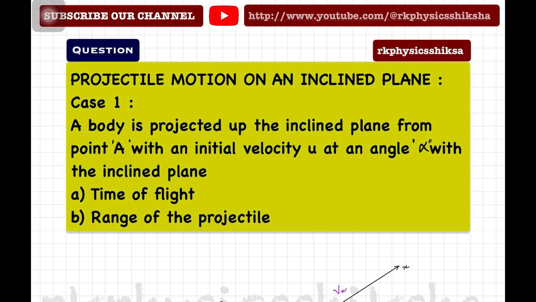In this video, we are going to discuss projectile motion on an inclined plane. In that one, we have the first condition where you project an object up the inclined plane from point A with an initial velocity u at an angle alpha with the inclined plane. In this, what we are supposed to calculate is the time of flight, the range of the projectile, and also the velocity at the point of striking the ground.